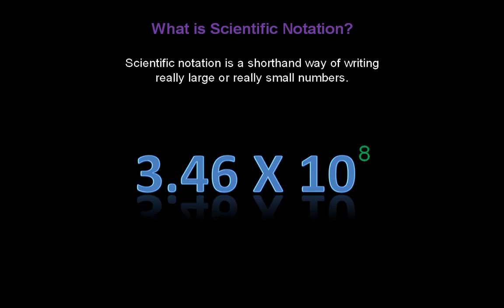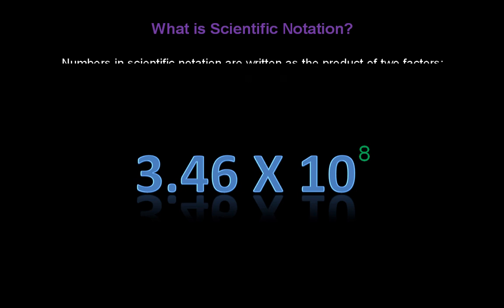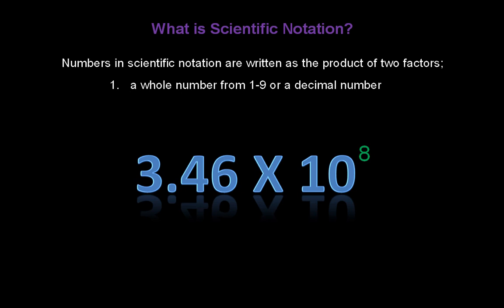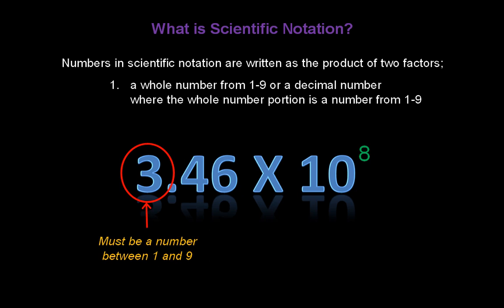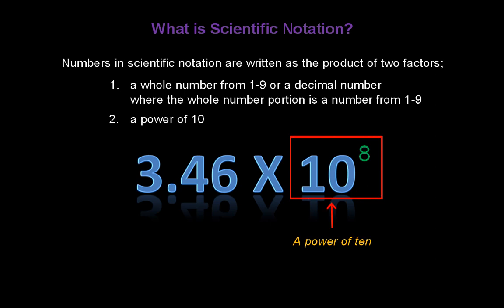What is scientific notation? Well, scientific notation is a shorthand way of writing really large or really small numbers. The number shown below, in fact, is written in scientific notation. Numbers in scientific notation are written as the product of two factors. The first factor is a whole number from 1 to 9, or it can be a decimal number, as shown in the example below. If it is a decimal number, the whole number portion has to be a number from 1 to 9. And the second factor is always a power of 10.